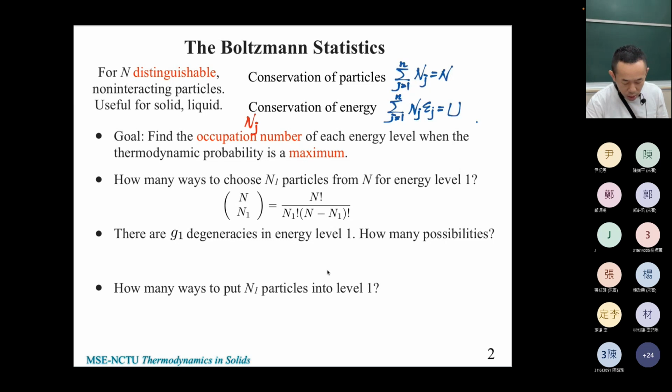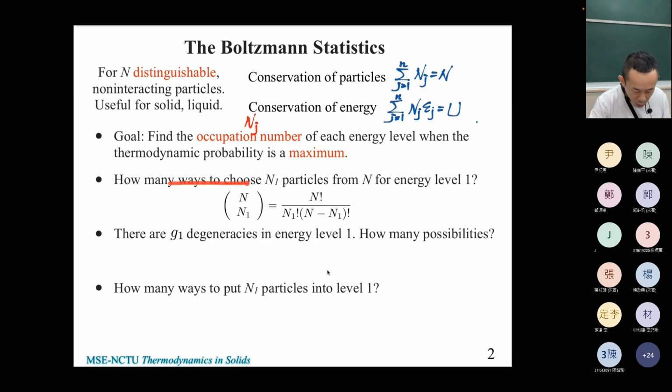The N_j will determine the probability, so we need to see what N1, N2, N3, N4 look like. This is a little bit complicated, but our goal is to find the distribution of N that makes the system have the maximum probability. Before we talk about the maximum, we need to list all the possibilities.